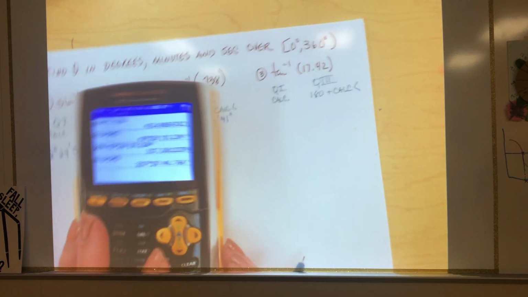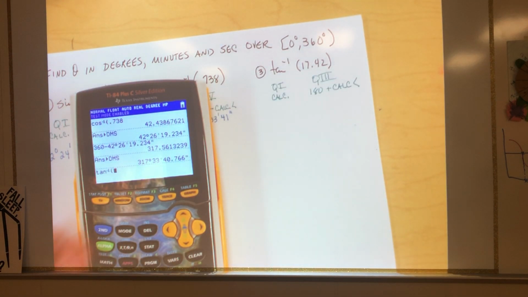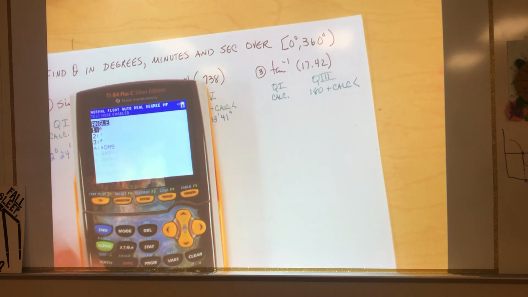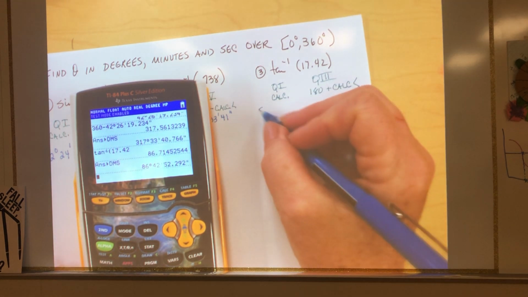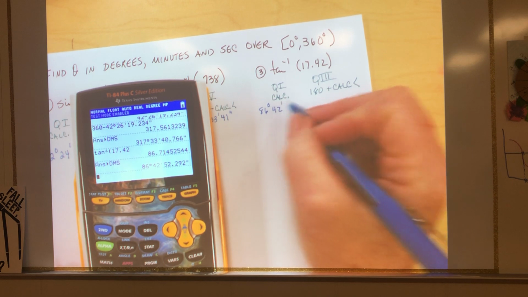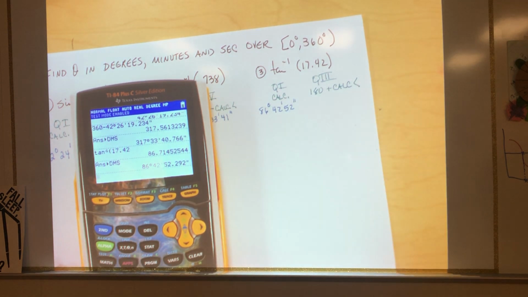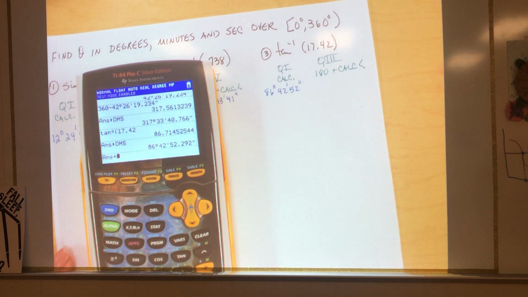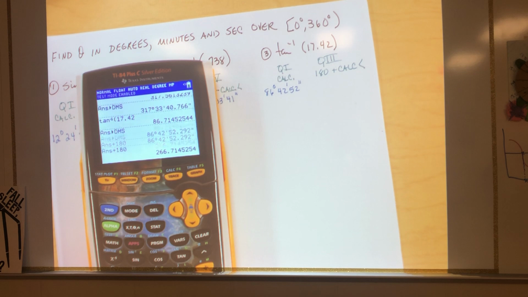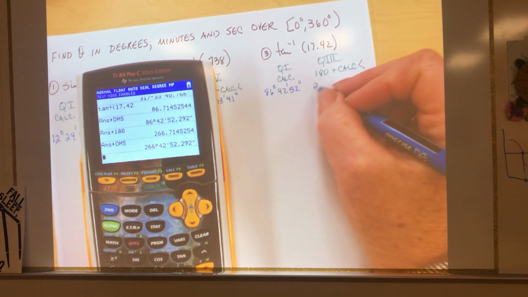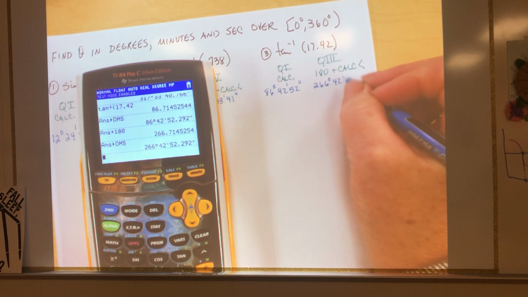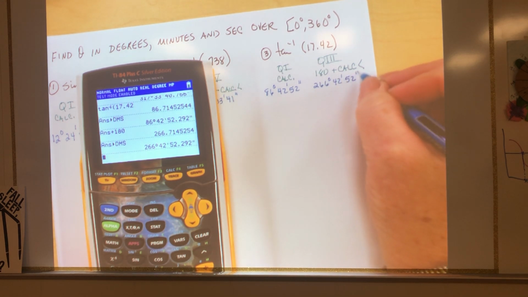All right, so I'm going to go inverse tan, and I'm going to go 17.42 answer, degrees, minutes, seconds, 86 degrees, 42 minutes, and 52 seconds. I'm going to go plus 180, because that's the same thing. Addition is commutative. So I'll do this. Change it to degrees, minutes, and seconds, and I'll get 266 degrees, 42 minutes, and 52 seconds.